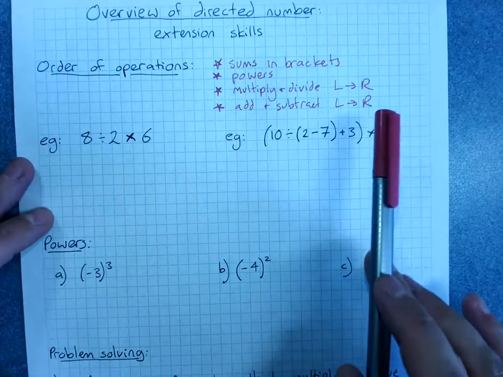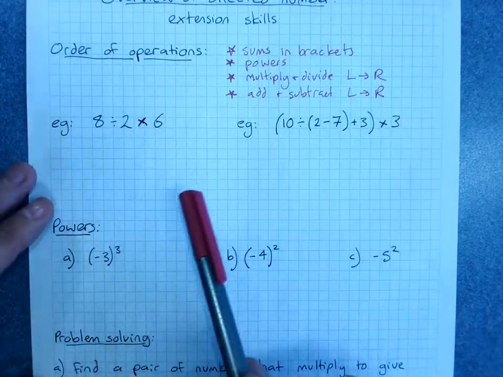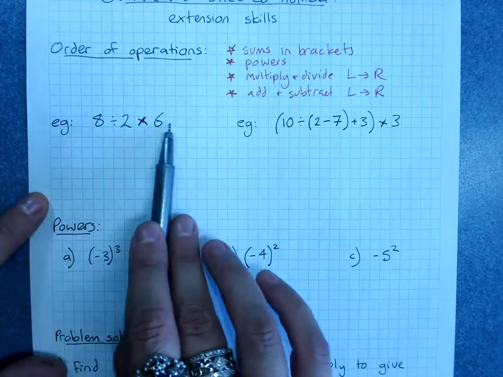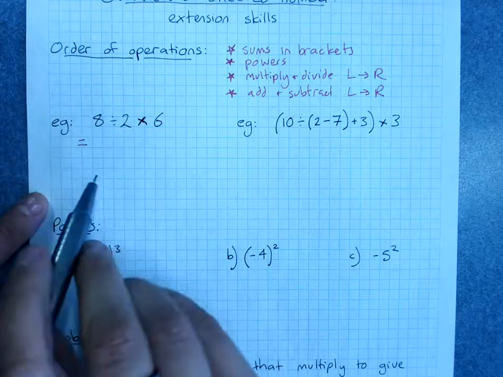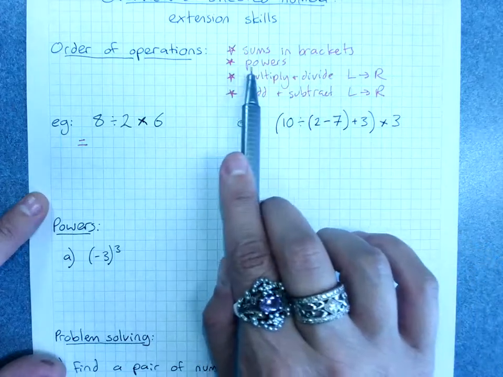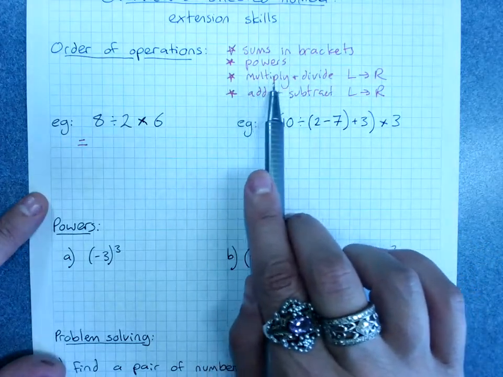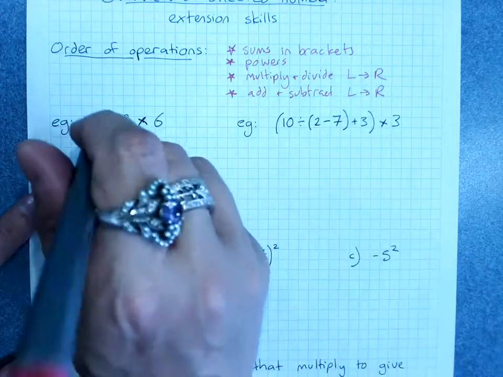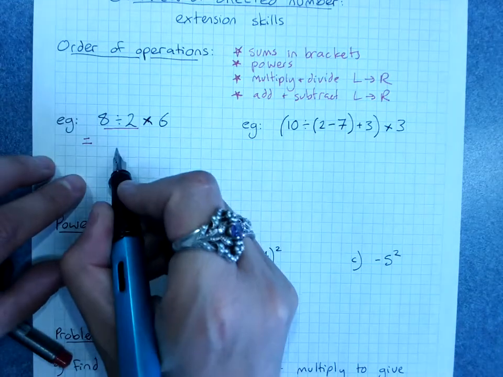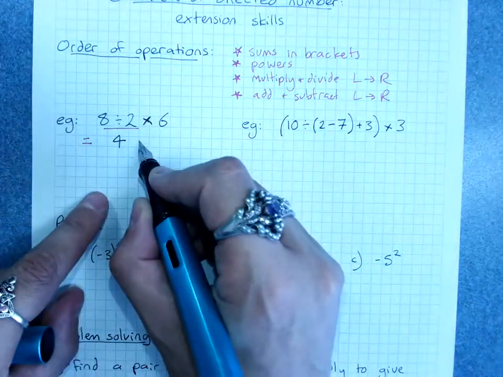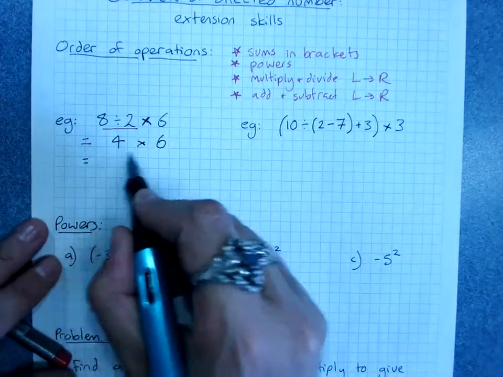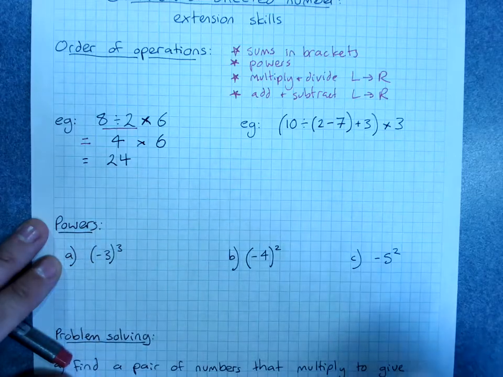When you're doing order of operations, working that supports you to get the right answer is very important. You always keep the whole sum. So here I have 8 divided by 2 times 6. There's no sums in brackets, there's no powers, but there's multiplication and division, so we must do this left to right. That's 8 divided by 2 happens first. That's 4, and you bring down the rest of your sum. 4 times 6. Now there's only one thing left to do. 4 times 6 is 24.